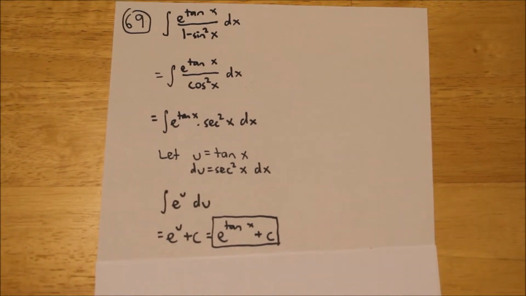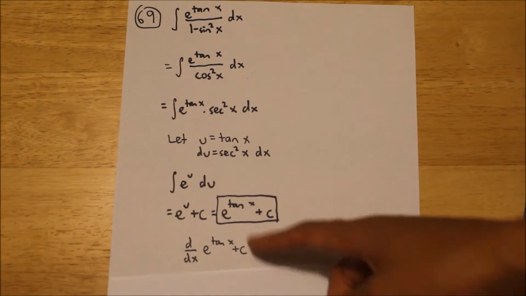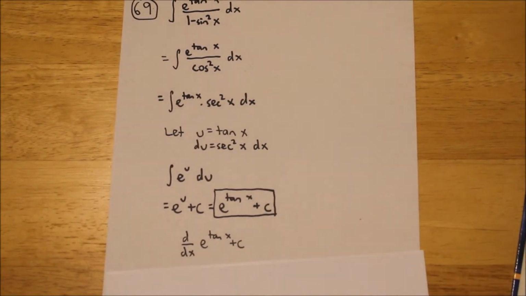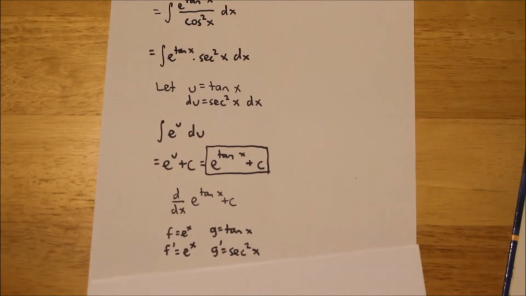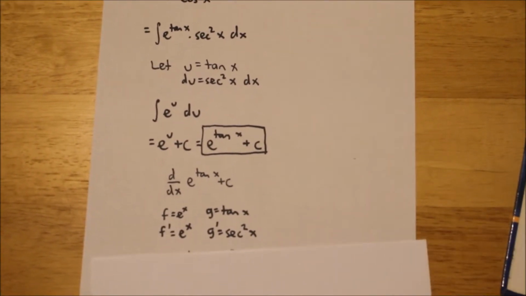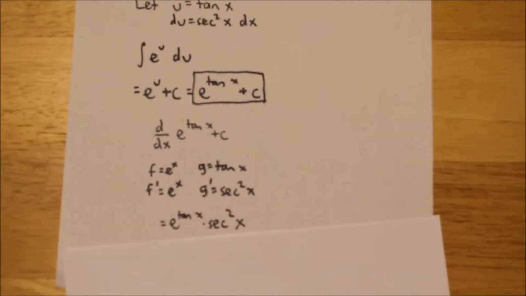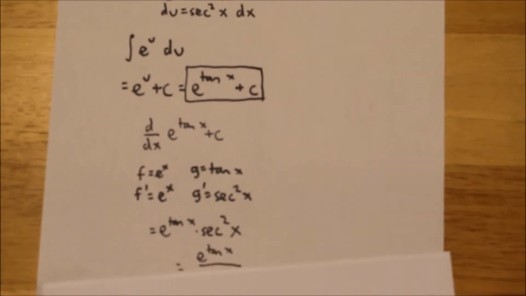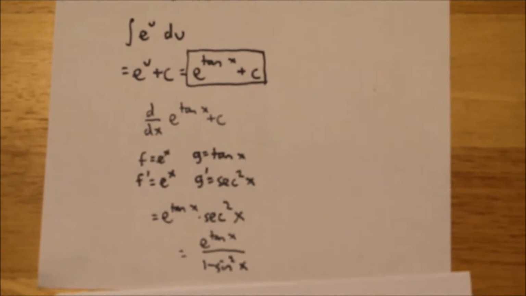Now we have to check our work by differentiating that. So if we want to find this, you have to use the chain rule. And so here e to the x is the outside function and tangent x is the inside function. So if you do the chain rule with that, then you end up with e to the tangent x times secant squared x, which, as we know from here, is the same thing as e to the tangent x over 1 minus sine squared x.